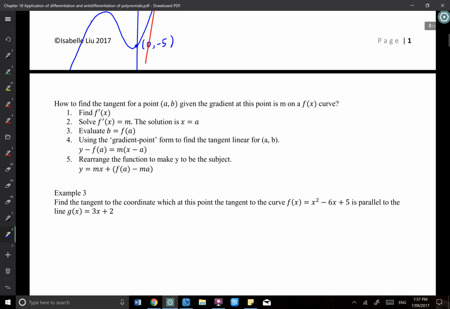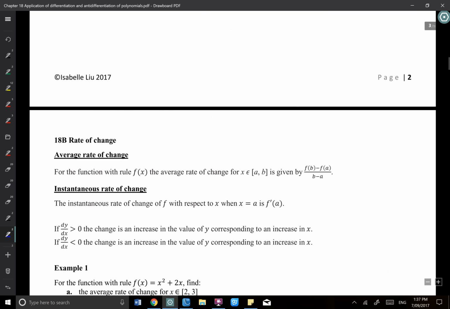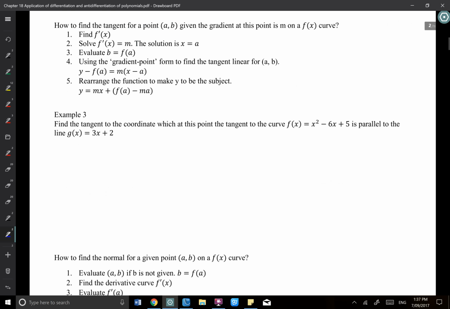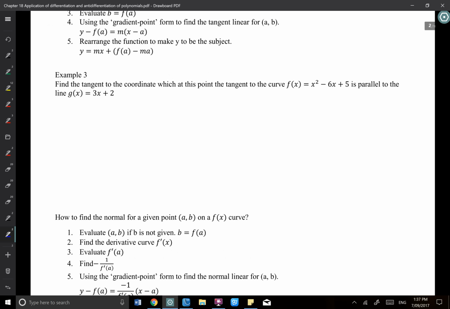That's finding the equation of the tangent. Let's have a look at the next one, example 3. Find the tangent to the curve at the point where the tangent is parallel to the line y equals 3x plus 2. I have a graph, and at a point the gradient, the tangent, is parallel to that line, which is 3x plus 2.